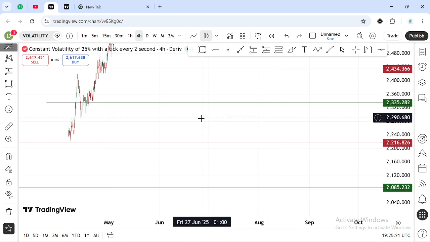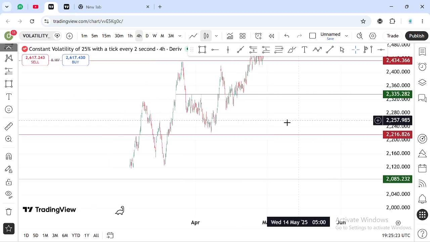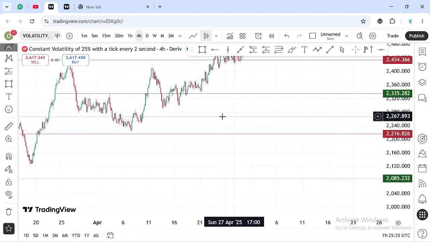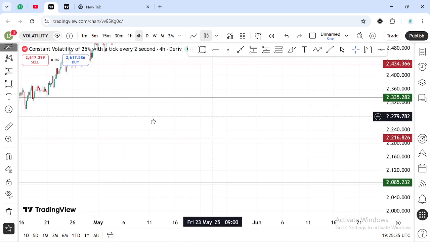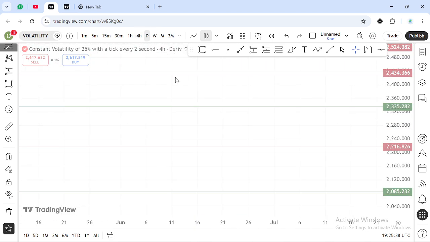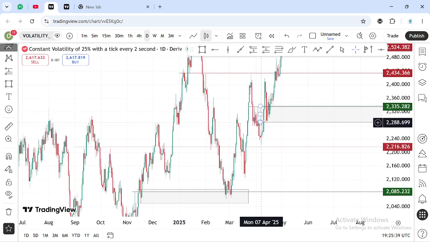It did react from the other block on the higher time frame, which is the daily order block, the full daily order block. So basically price got into this zone and then bought from this zone. So the zone is this one. Let me just show you the other block so you understand.